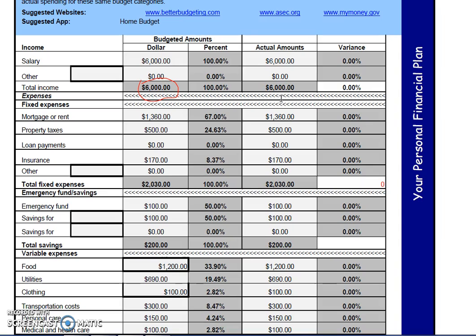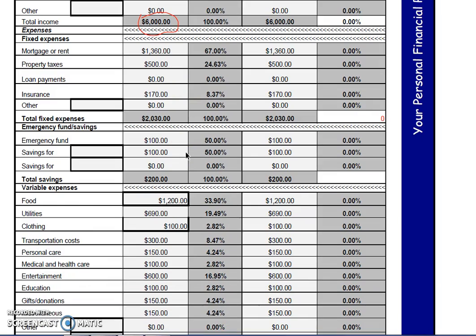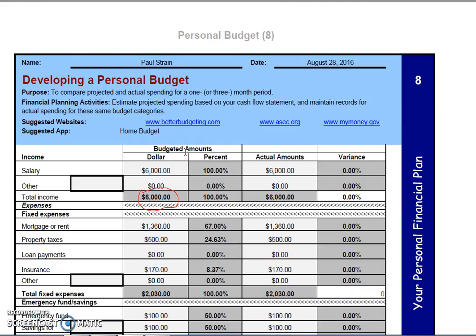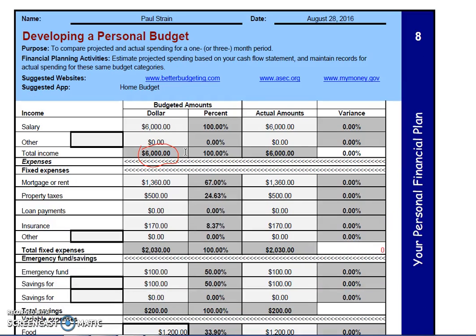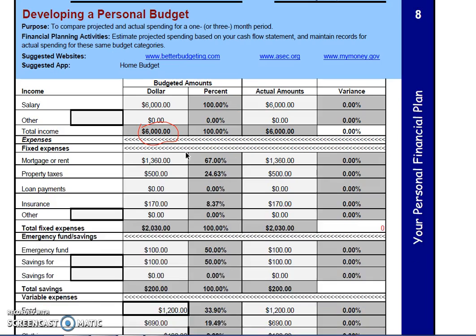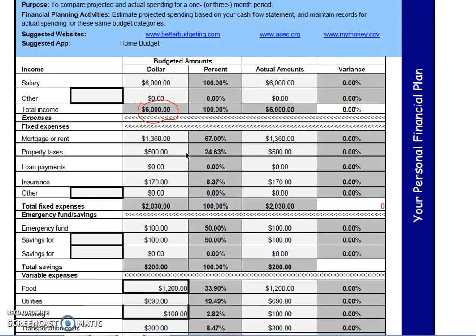Now, if you did do a personal budget, if you did put amounts in this budgeted column here, then I looked to see if it was realistic compared to the cash flow statement or the actual column, whichever one you used. So either one would have been fine. If it was not, then you need to kind of take a look and rework that.